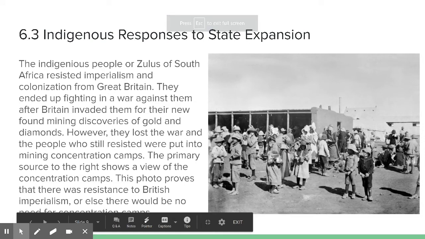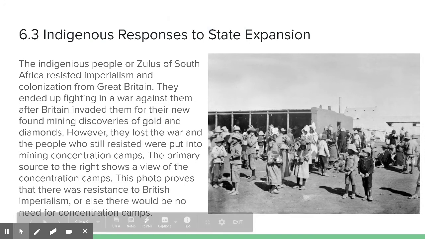The indigenous people, or the Zulus of South Africa, resisted imperialism and colonization from Great Britain. What happened was that Great Britain came in right after the Zulus had started to gain some freedom, become their own independent country from the Dutch, and they ended up getting in a war against them. And despite some tough battles, they ended up getting blown away, and Britain took over for their mines for the most part.